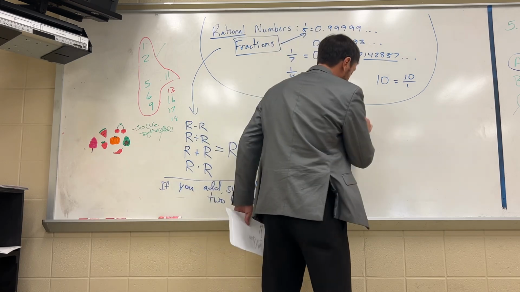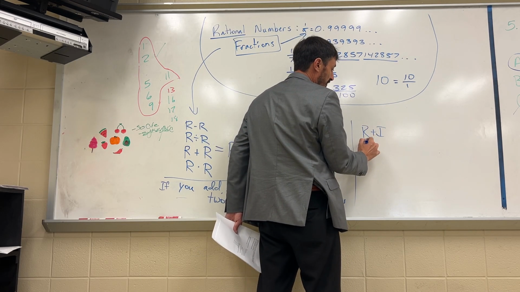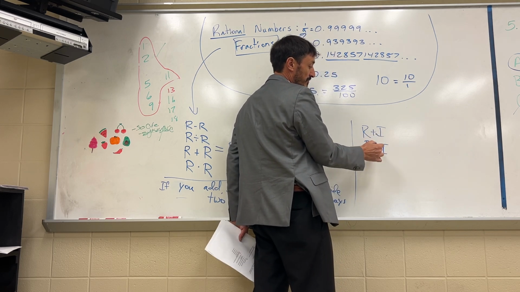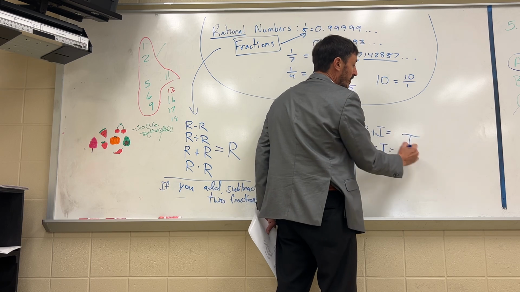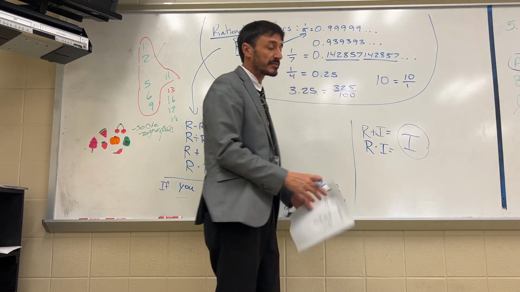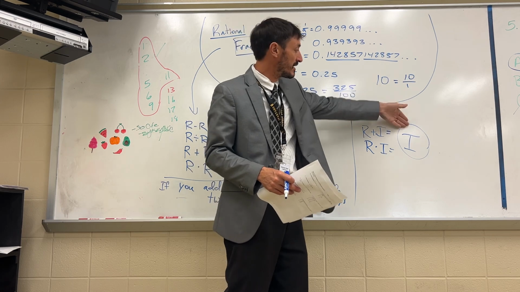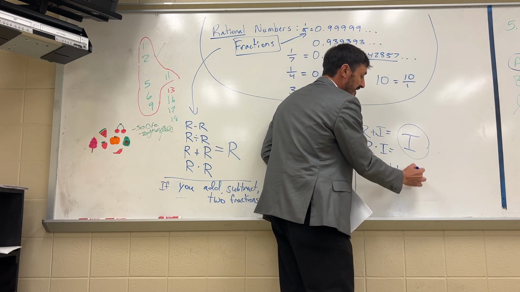Now, if you have a rational plus an irrational, or a rational multiplied by an irrational, wherever you have addition or multiplication where an irrational number is involved, the answer will always be irrational. If you try to take a number that makes sense and add it to a number that doesn't make sense, you're going to get a number that doesn't make sense. The reason why, I will discuss in class.